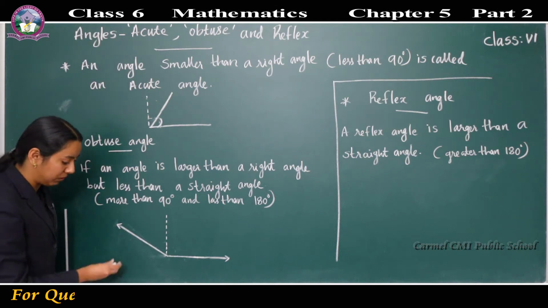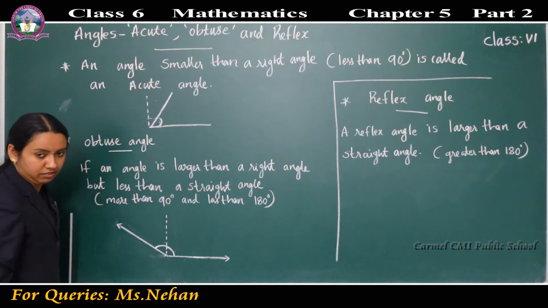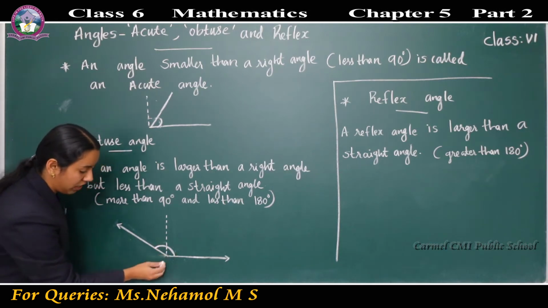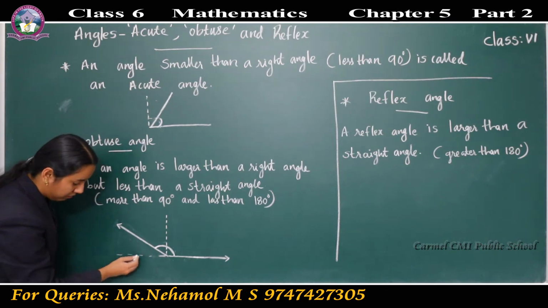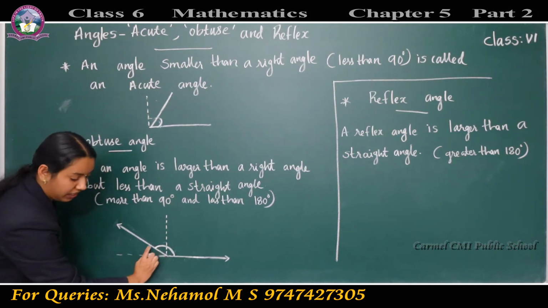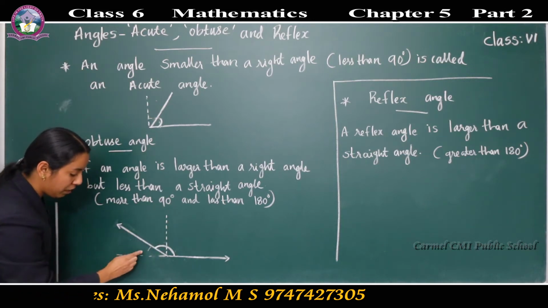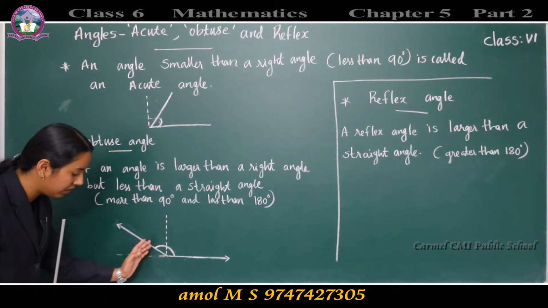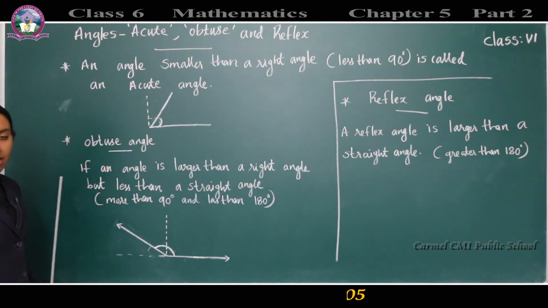Here is an example. This will be an obtuse angle. We know that this is 90 degrees, and if you extend the line, this will be 180 degrees, a straight angle. An angle more than 90 degrees but less than 180 degrees is known as an obtuse angle.